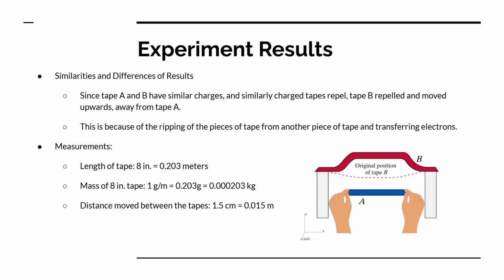electrons. Measurements. We found the length of tape to be 8 inches, the mass of the tape to be 0.203 grams, and the distance moved between the tapes to be 1.5 centimeters.